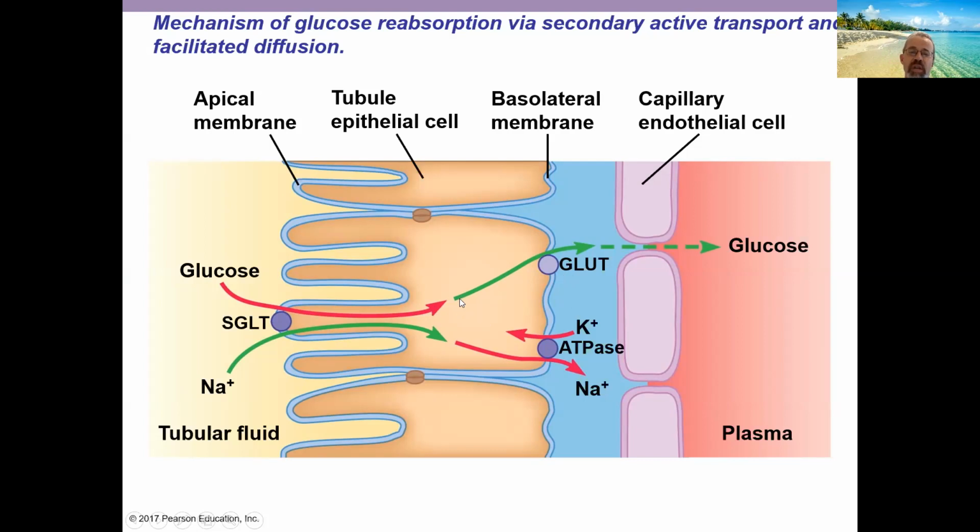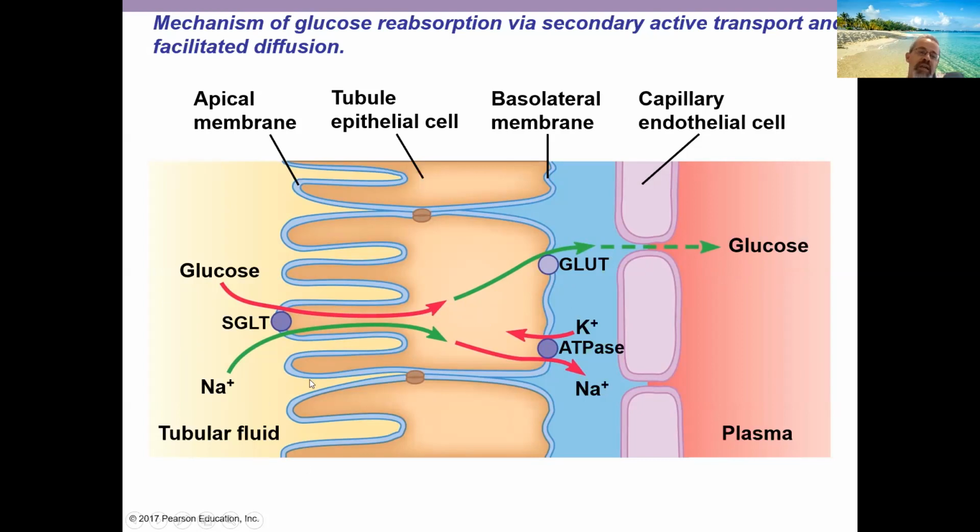Facilitated diffusion is where glucose goes from this area of high concentration to low, passes through these fenestrations in the capillary cells, between the capillary cells, and goes into the blood. All right, so there's 2 steps for glucose to get back into the blood.